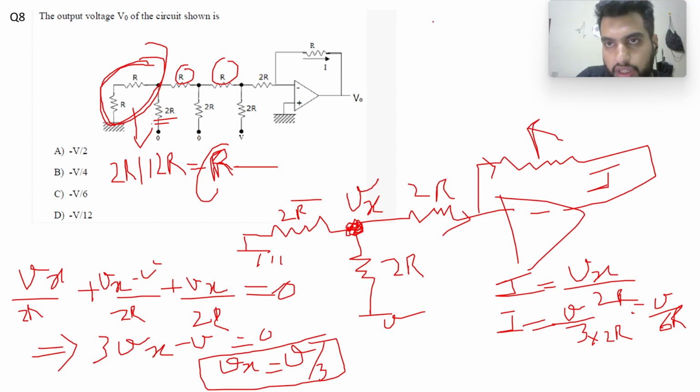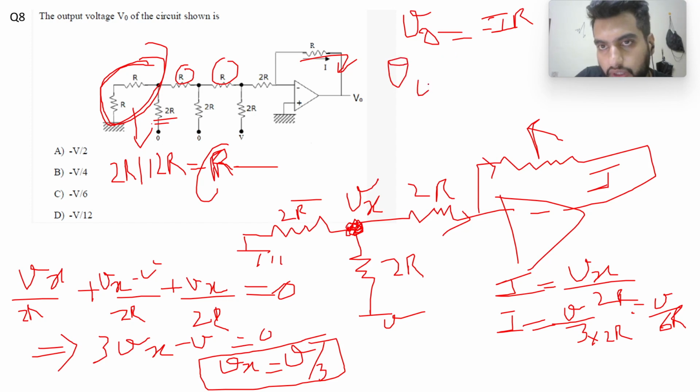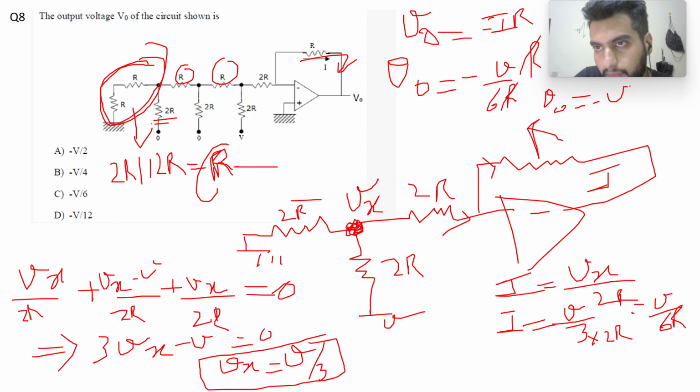And then your output voltage V naught will be equal to minus IR. So V out is equal to minus IR. V naught is equal to minus V by 6R times R, so the R's cancel. So your V naught will be equal to minus V by 6.